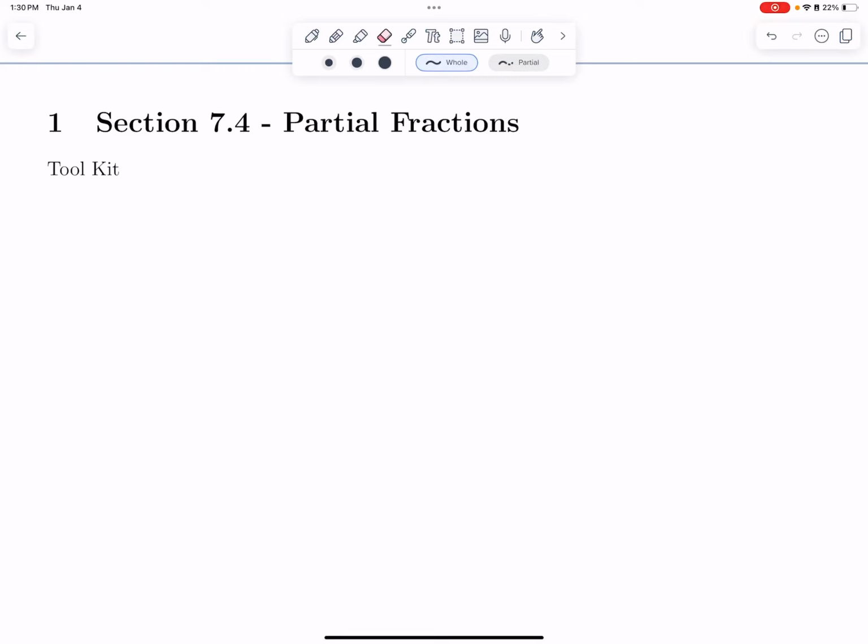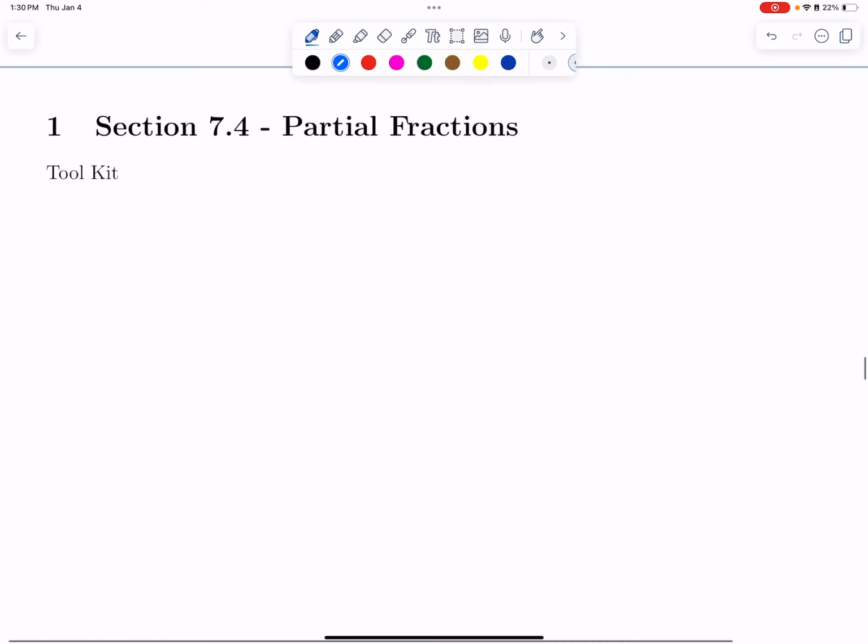Okay, we're ready to look at the technique of integration by partial fraction decomposition. And this technique we use on rational functions. So we need a little bit of a toolkit first. And so let me give us a couple of definitions to remember.